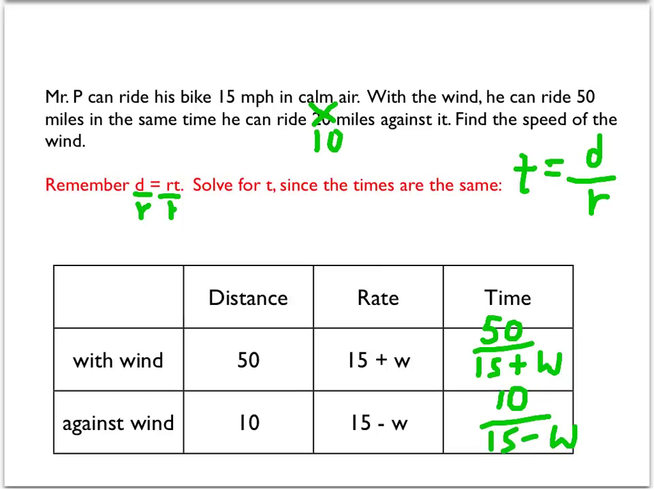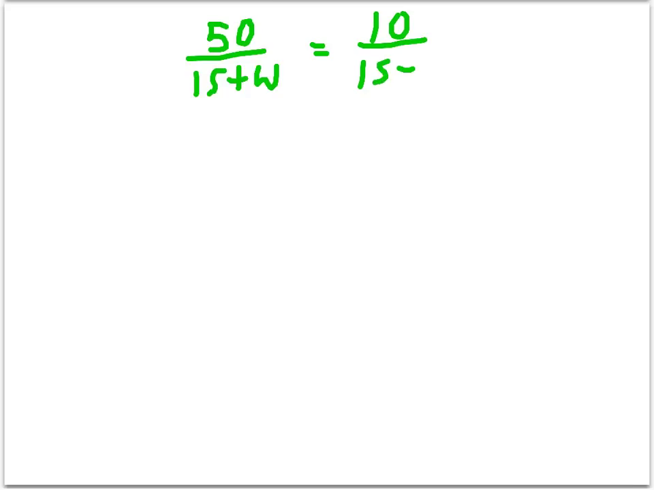Now I'm going to go to the next slide and work this out. This is just a blank slide. So if the two times are the same, what I have is 50 over 15 plus w, and that's going to be the same time as 10 over 15 minus w.